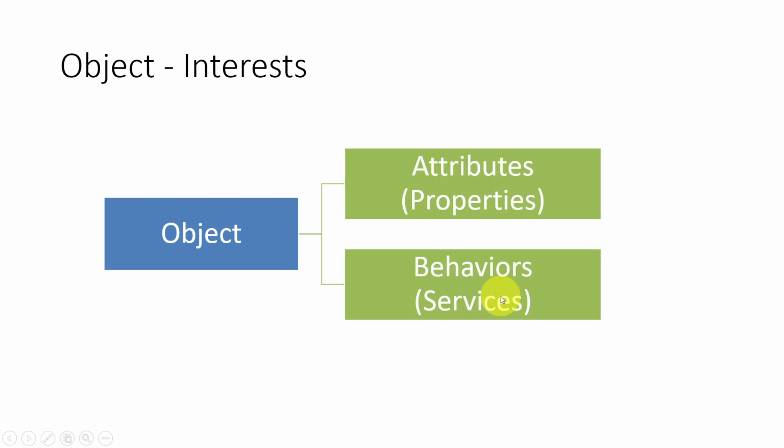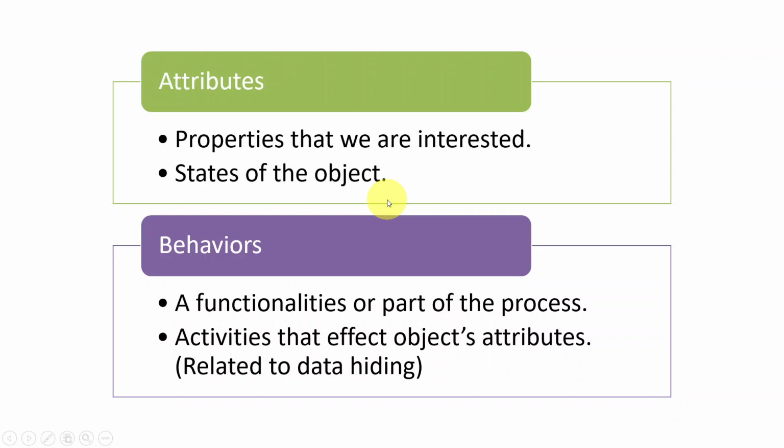So what are attributes? Attributes are either properties that we are interested in about that object, like the name of a student, or states of the object. For example, if you take an order, maybe the order is in the new state, the paid state, or the dispatched state, and maybe the closed state.